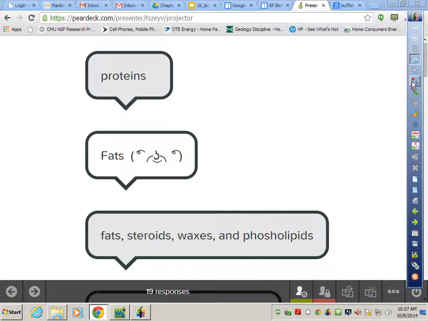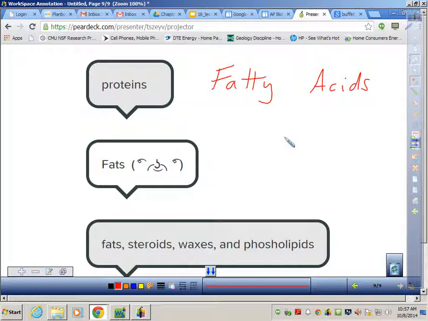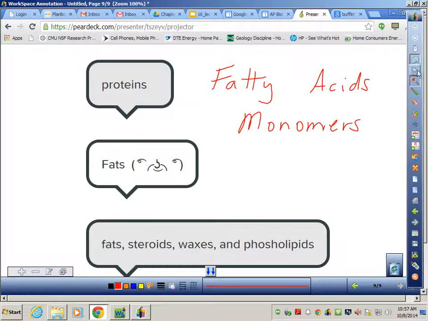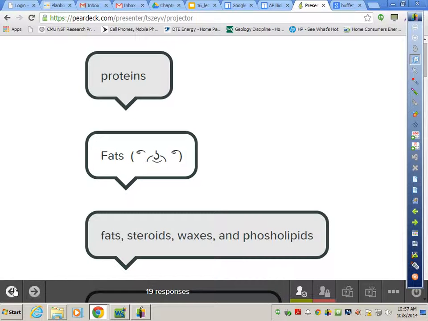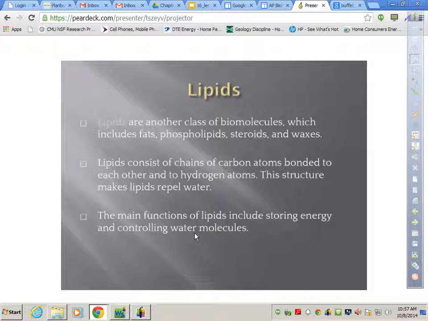The monomers are what are called, this is a fun one to just say, fatty acids. Fatty acids are the monomers right here. So lipids consist of chains of carbon atoms that are bonded to each other and to hydrogen atoms. And this structure makes lipids repel water. These contain fats, phospholipids, steroids, and waxes.